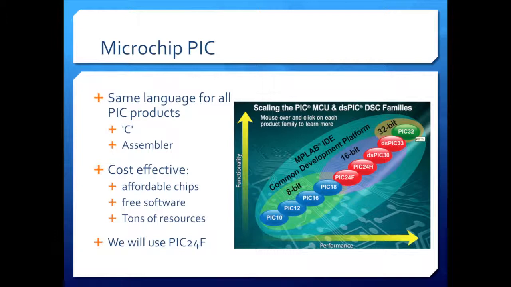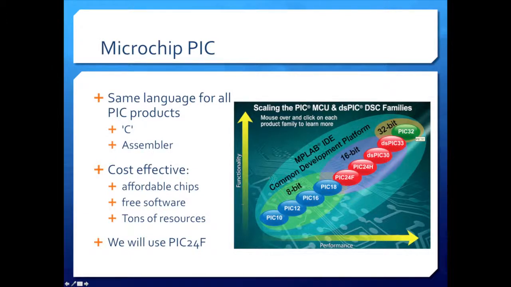Okay, the PIC microcontrollers that Microchip uses use the same language for all the PIC products. So we can program in C, and we can program also in assembler or assembly language, which is a very low level language. PICs are very cost effective when you compare them to say Arduinos or PICAXes or PIC Basics. So they're very affordable chips. The software is free, and there's a load of resources.